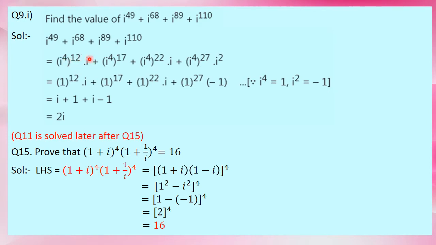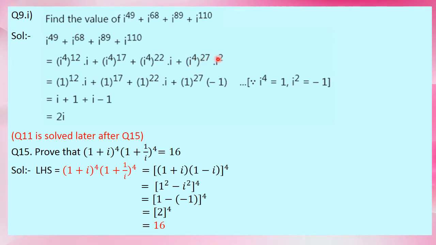And i raised to 68 is i raised to 4 raised to 17. i raised to 89 is i raised to 4 raised to 22 into i. And i raised to 110 is i raised to 4 into 27, 108, and 2 is the remainder. So i raised to 2.